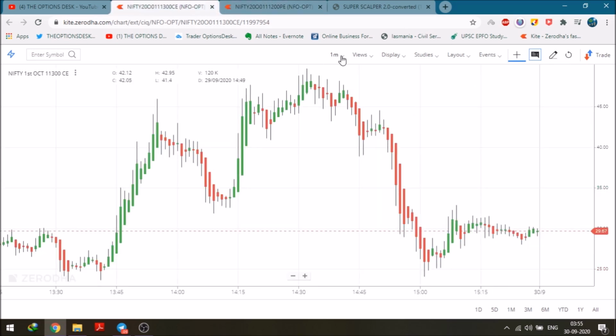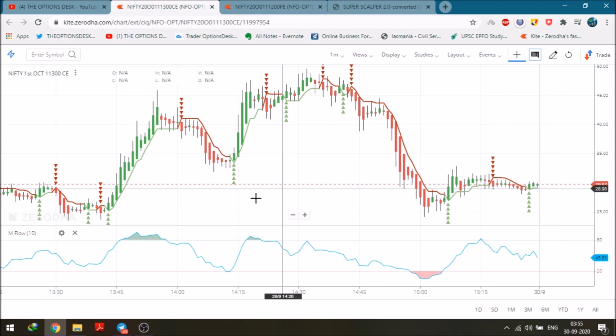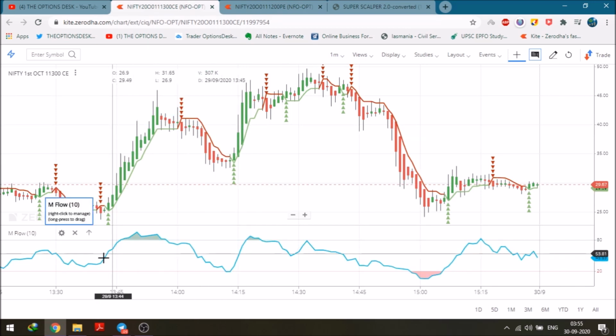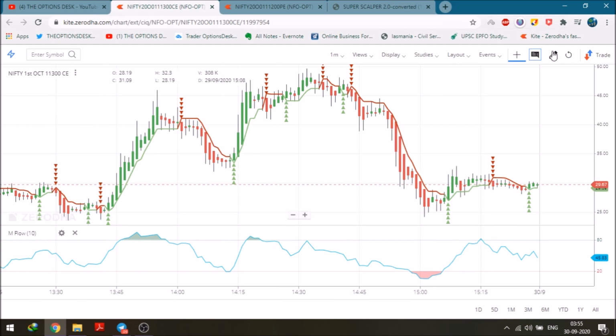Sorry, just a moment. I will again. So I've already saved that to the Super Scalper, and I will just apply this template. So as you can see, it has already been plotted at 2 and 0.7, and the MFI at 10. And now let me mark this level also.